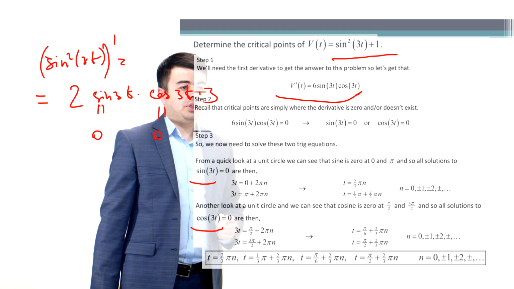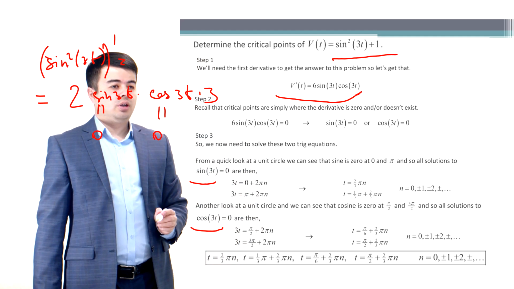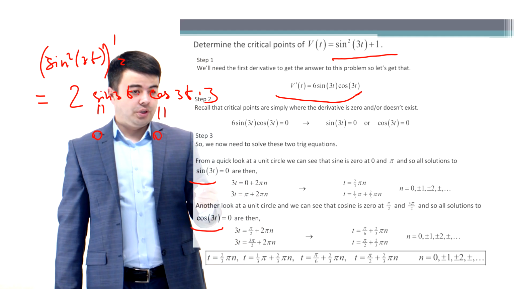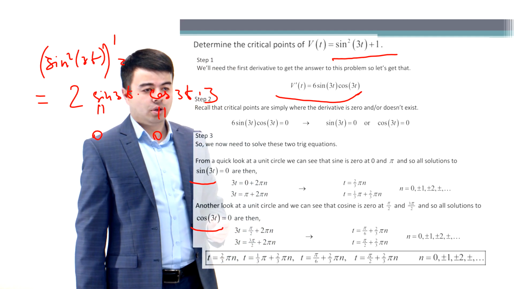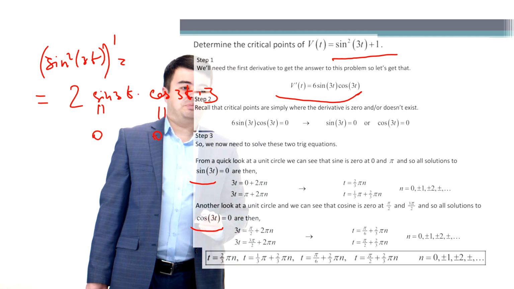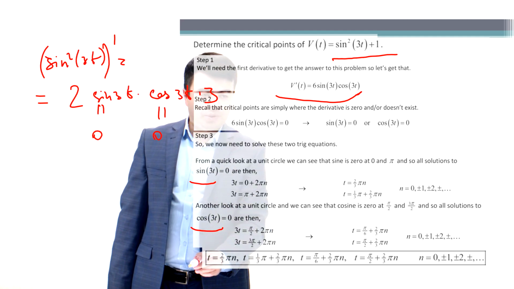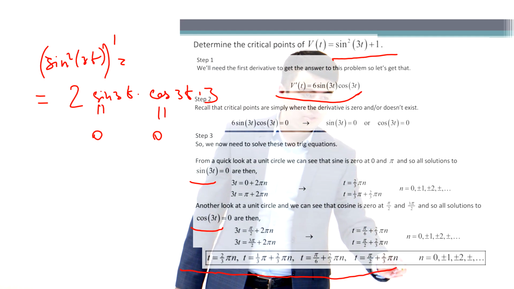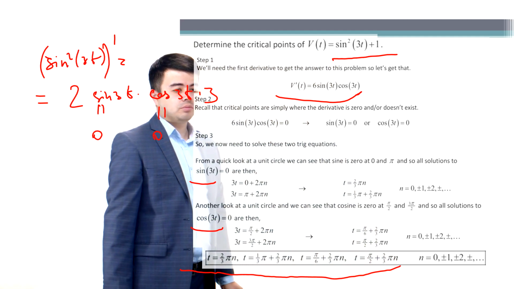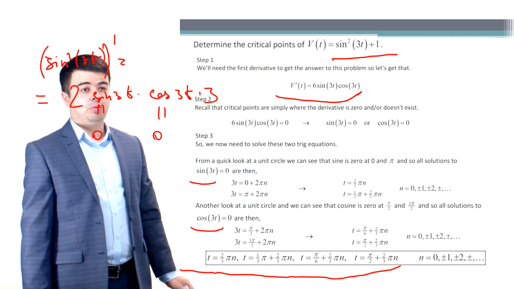When sine t equals 0, when it is 0 and pi plus 2 pi n; and for cosine, pi over 2 and 3 pi over 2 plus 2 pi n. Okay, and here you can see all critical points. They are all critical points here. Of course, it will be with a period.